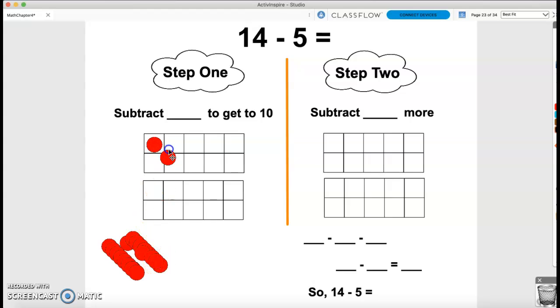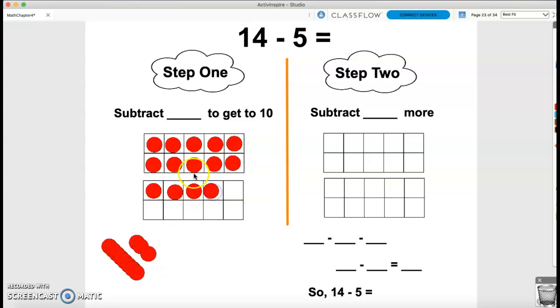1, 2, 3, 4, 5, 6, 7, 8, 9, 10, 11, 12, 13, 14. So there's our 14.